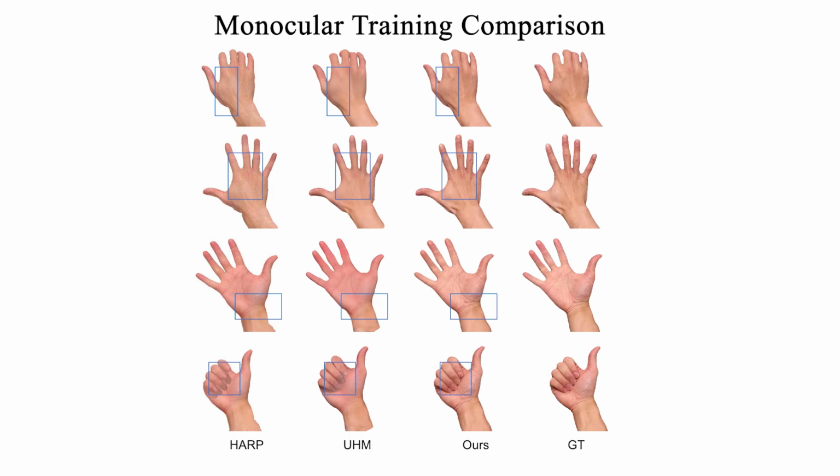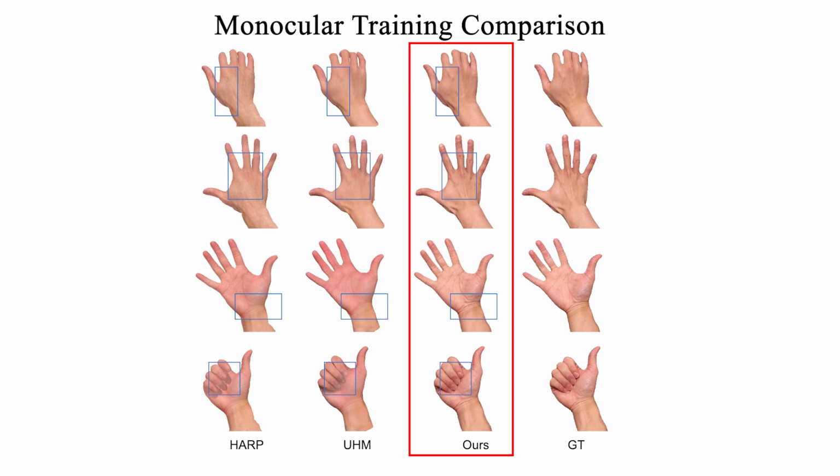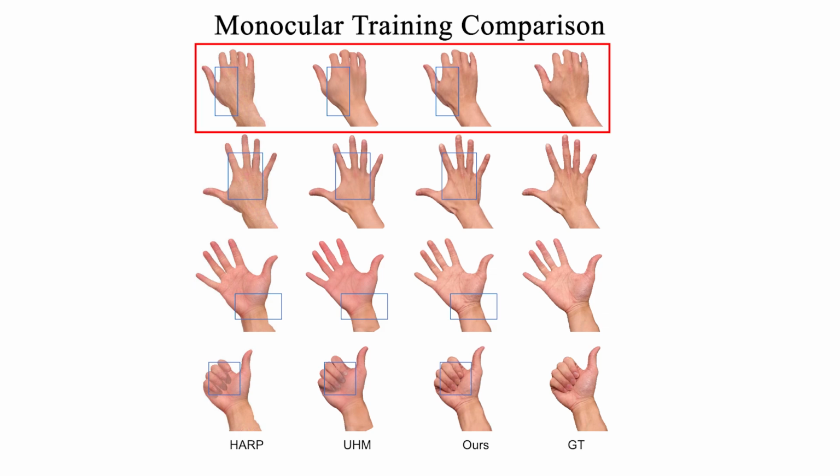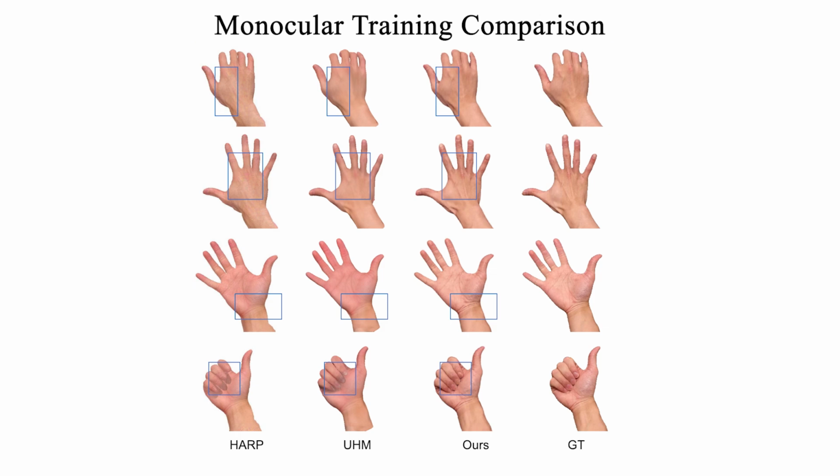We compared our Gaussian hand model with HARP and UHM on the hand appearance dataset. Our Gaussian hand renders hand appearances with greater fidelity than HARP and UHM. Specifically, the first row shows that our method renders the details of tendons and blood vessels on the back of the hand, whereas HARP and UHM produce blurry results.